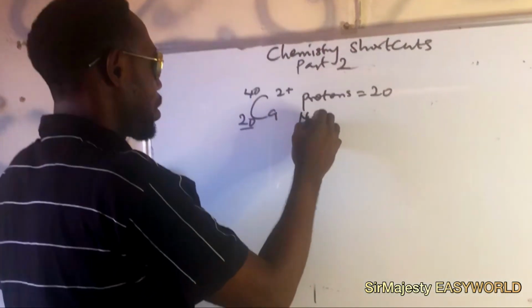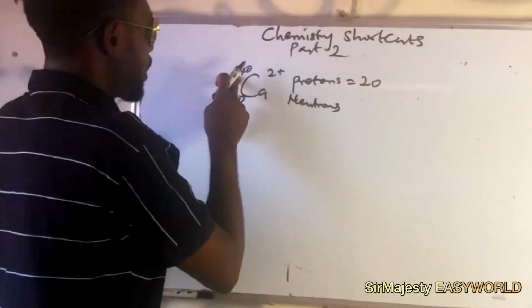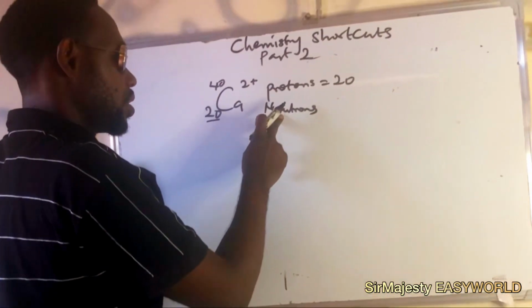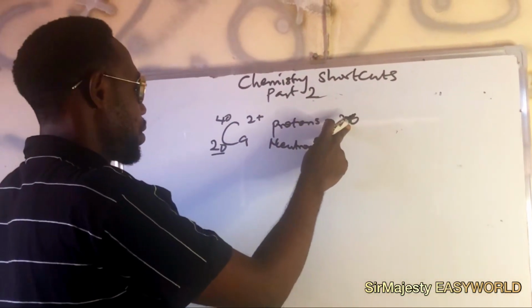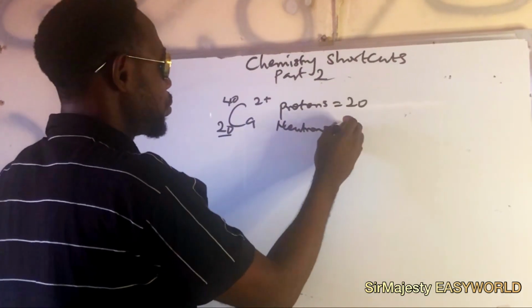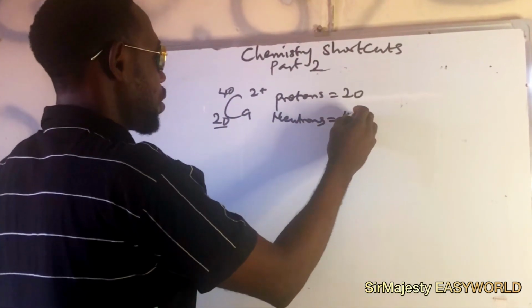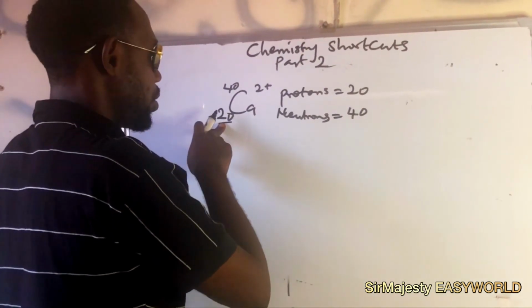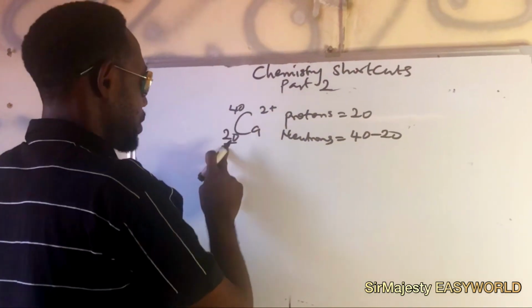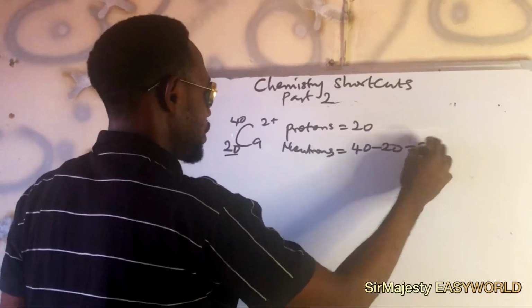Then how many neutrons? The number here is called mass number, and mass number is the sum of protons and neutrons. So we already know that protons alone is 20, but when you sum it with neutrons, it gave you 40. Therefore, neutron is equal to mass number minus atomic number. That is 40 minus 20, such that the number is 20.